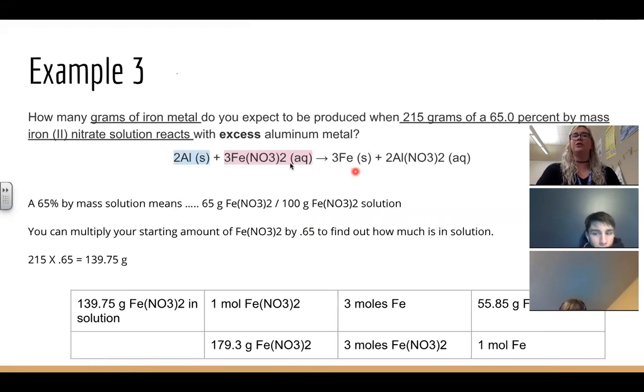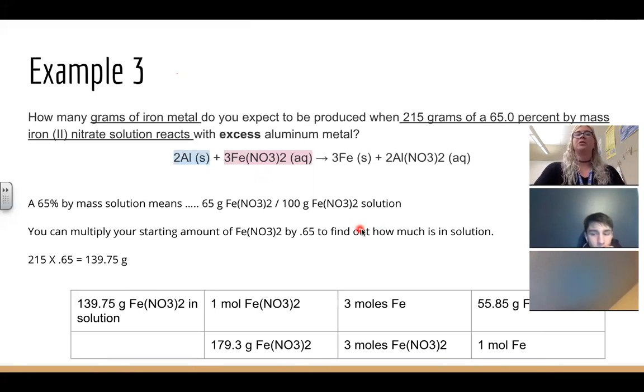This is what I would do every single time. I would write out grams of iron(II) nitrate over 100 grams of iron(II) nitrate solution. Again, I would just double check that my equation was balanced, right? Usually if you already see coefficients, it's a pretty good sign that it is. However, just make sure: 3 irons, 2 aluminums, 2 aluminums. All right, we look good.